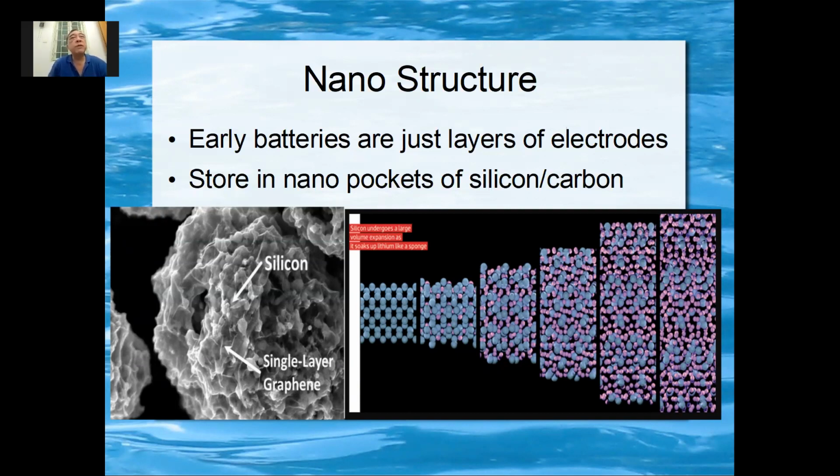The other problem is when the silicon structure expands and contracts, it starts to crack. Once it cracks, then it loses its ability to hold all this lithium inside there already. So all these technical issues, engineering issues, chemical issues, whatever issues have to be resolved.